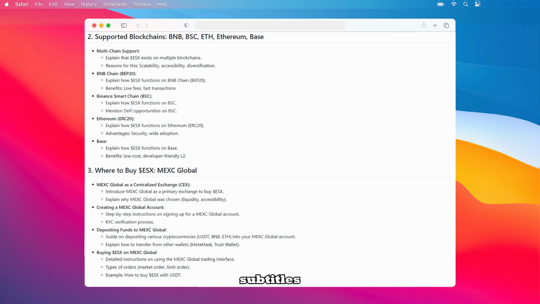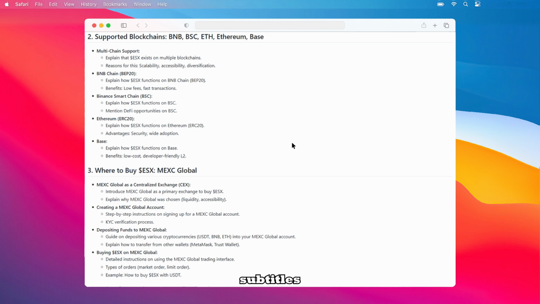One of the primary exchanges where you can buy $ESX is MEXC Global. MEXC Global was selected because of its liquidity and accessibility. To get started, you'll need to create a MEXC Global account, following their step-by-step sign-up process, which includes KYC verification. Once your account is set up, you can deposit funds, such as USDT, BNB, or ETH, into your MEXC Global account. You can transfer these funds from other wallets like MetaMask or Trust Wallet.